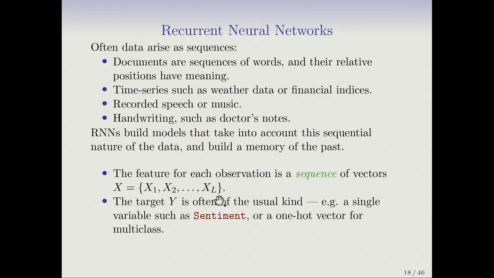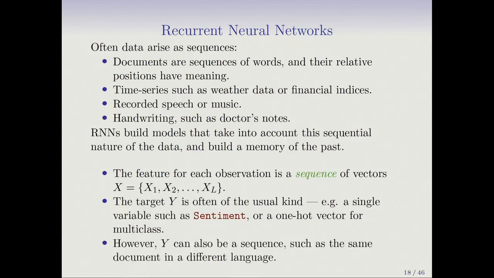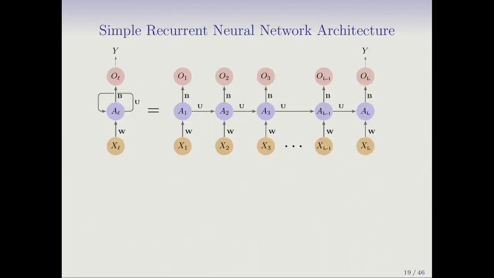The target Y is often of the usual kind, e.g. a single variable such as sentiment for the whole document, or perhaps a one hot vector for a multi-class classification task. Okay, but it's just a single response. However, Y can also be a sequence, such as the same document in a different language when you want to do language translation. It's a more difficult case. We're going to deal with the simple case and work with the sentiment example first.